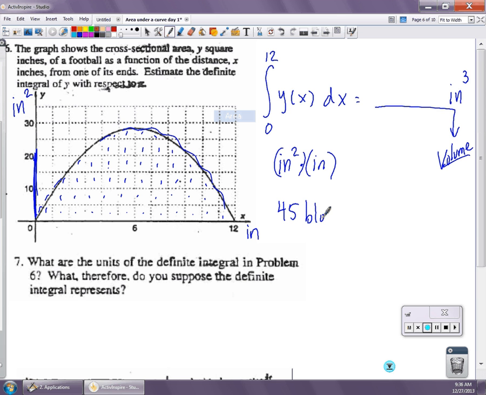Now remember, you have to figure out how much area one block holds. So this is 1 by 5. So one block is equal to 5 inches cubed. So I have 45 times 5, 225 cubic inches of volume in the football. Okay, so again, we are evaluating definite integrals using area under a curve.